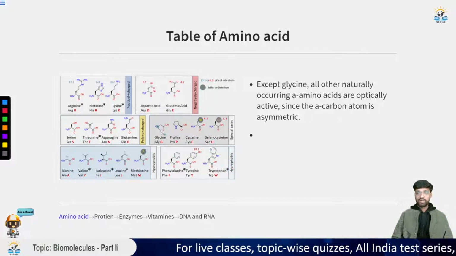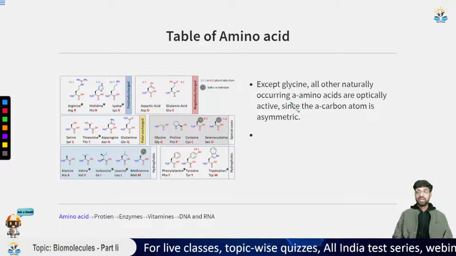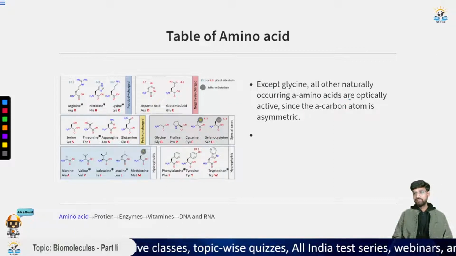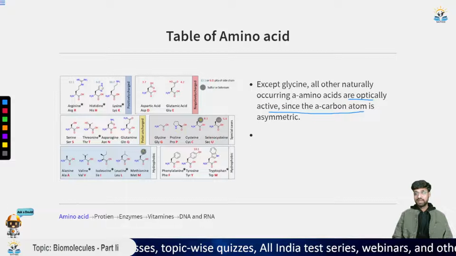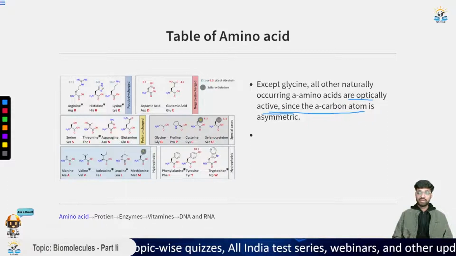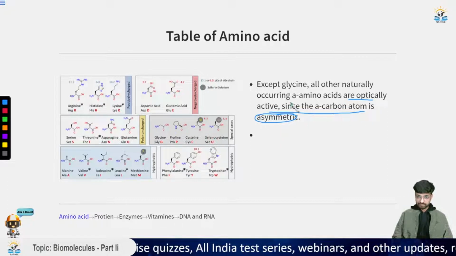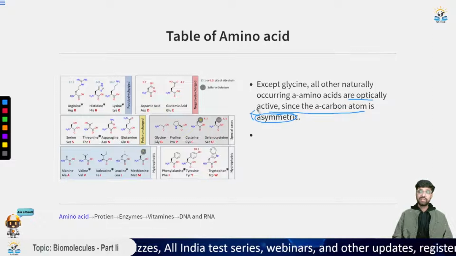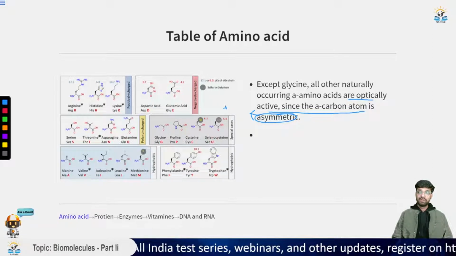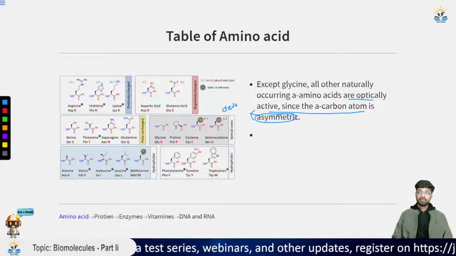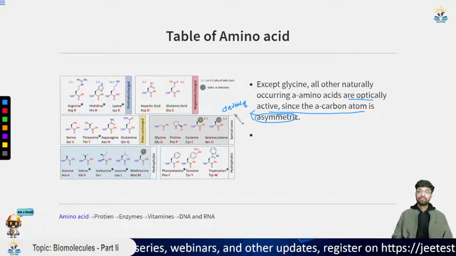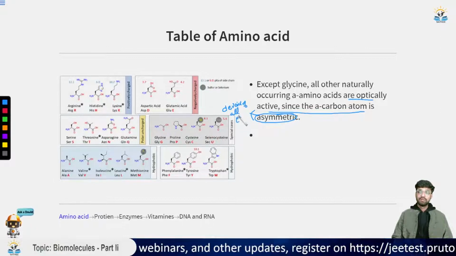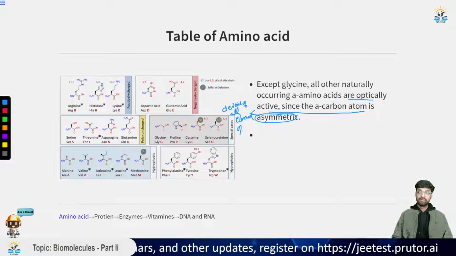Now if you look at some points, all of the amino acids are optically active because they have a chiral center, or you can say an asymmetric center. Asymmetric center means that it is devoid of all elements of symmetry.